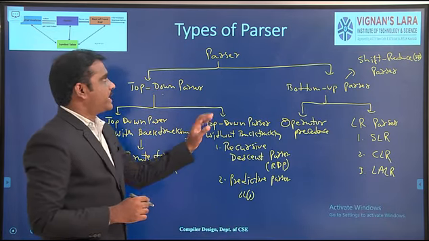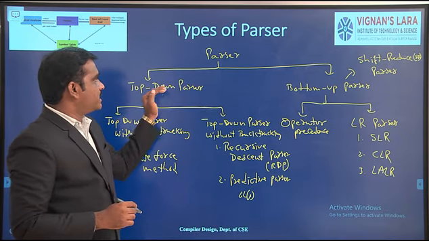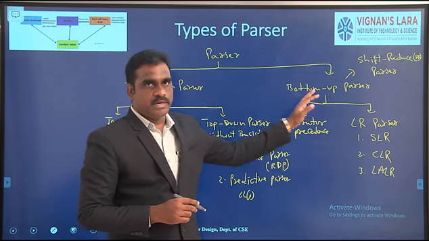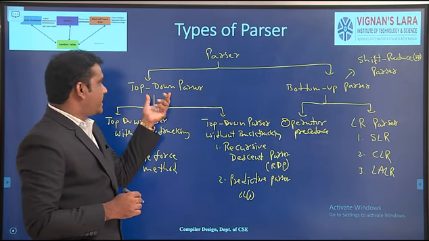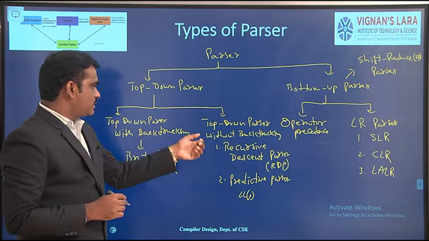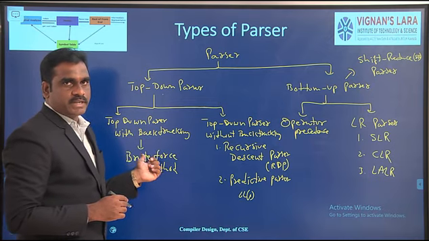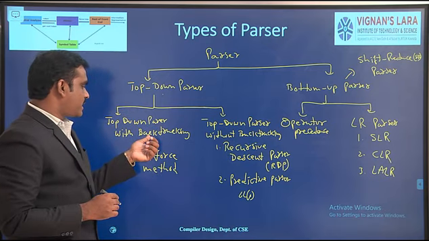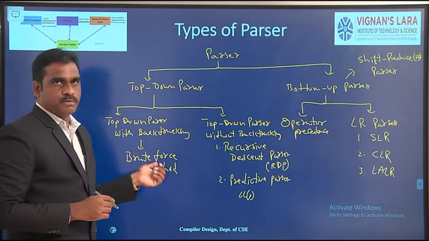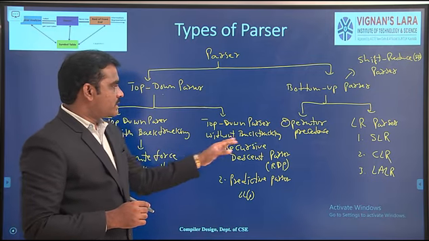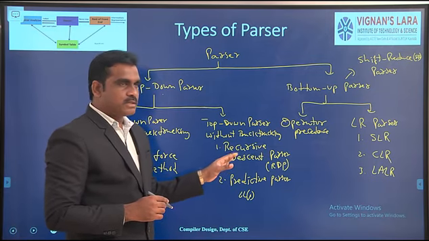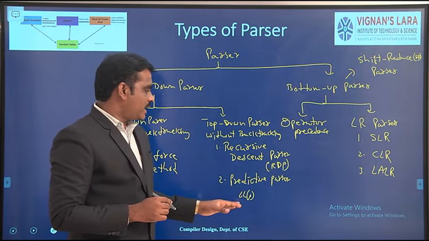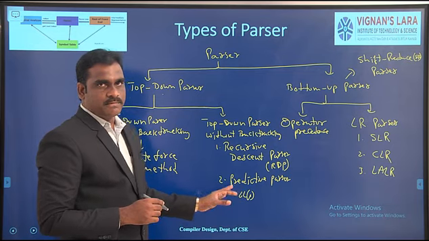So these are the types of parsers. Initially the parser is divided into two types: top-down parser and bottom-up parser. Again, the top-down parser is divided into two types: top-down parser with backtracking and top-down parser without backtracking. With backtracking, the approach we follow is the brute force method. Whereas in top-down parser without backtracking, the techniques are recursive descent parser, that is RDP, predictive parser, and LL1. Almost both are the same.